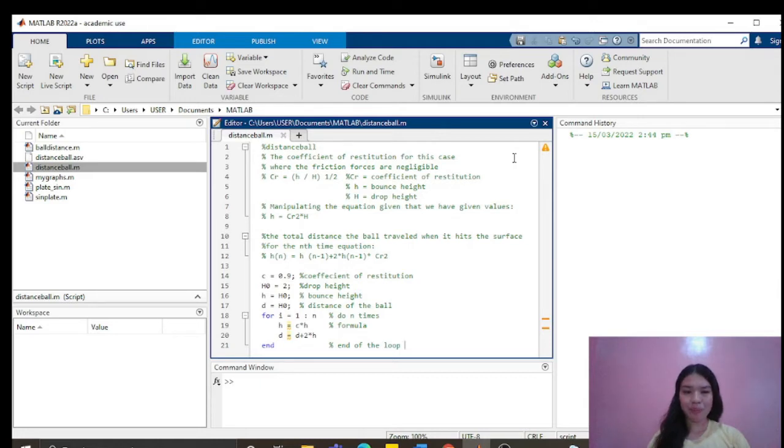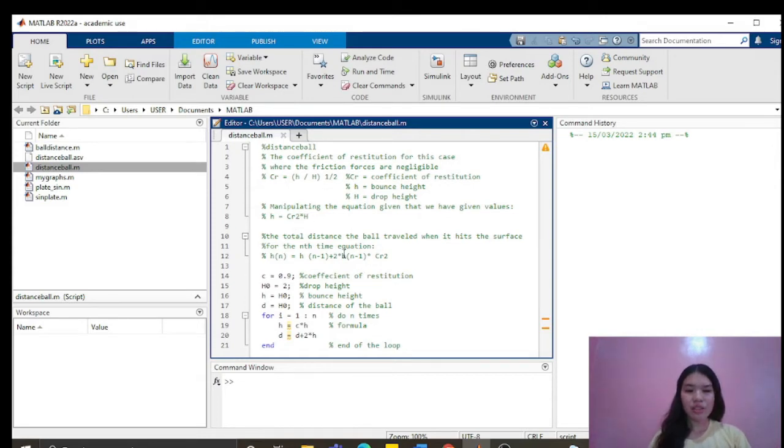The coefficient of restitution for this case, where the friction forces are negligible, can be found as follows. Cr is equal to the square root of small h divided by big H, where Cr is the coefficient of restitution, small h is the bounce height, and H is the drop height. Manipulating the equation, since we know the initial height, which is the drop height, and the coefficient of restitution, we can obtain the bounce height as follows: h is equal to Cr squared multiplied by H.